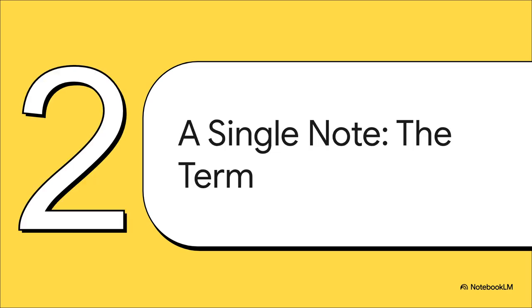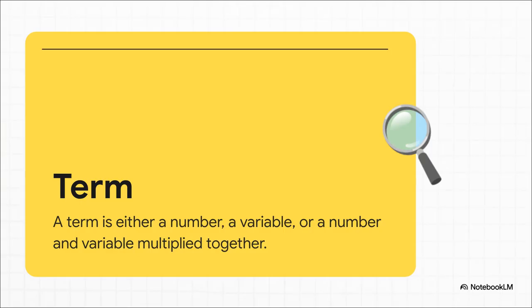Okay, so every great symphony has to start somewhere, right? It starts with a single foundational note. And in the world of polynomials, we call that single note a term. So what exactly is a term? Well, it's one of the most basic building blocks you can get. It can be just a plain number, like 5, or it could be a variable, like x, that mystery value we're always trying to figure out. Or it can be a number and a variable multiplied together, like 2x. Each one of these is like its own single, complete musical note.